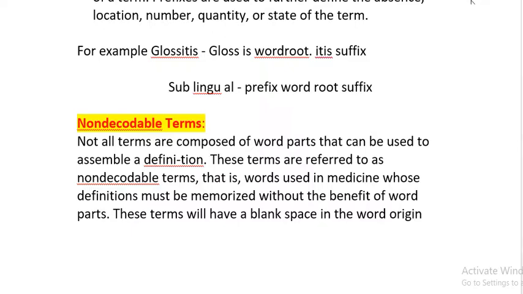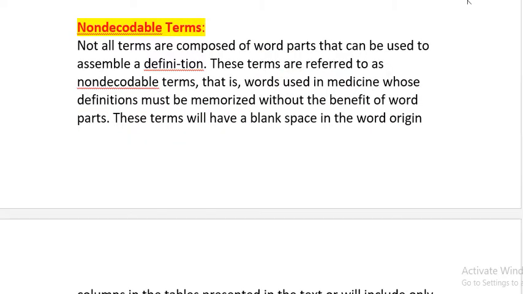So like this way, if you know basic terminology, it is good for you to go further and do your task fast. And the second concept is non-decodable terms. Not all terms are composed of word parts that can be used to assemble a definition. If they are decodable, it is very easy to remember if you know a few basics. If we have some codes, some words like that, they are non-decodable.